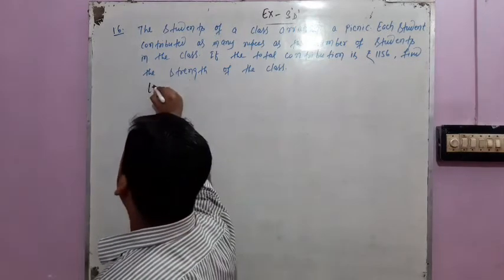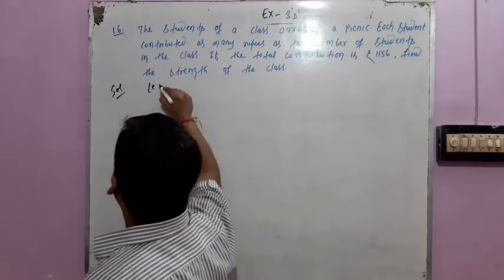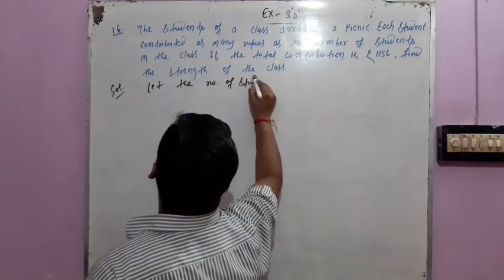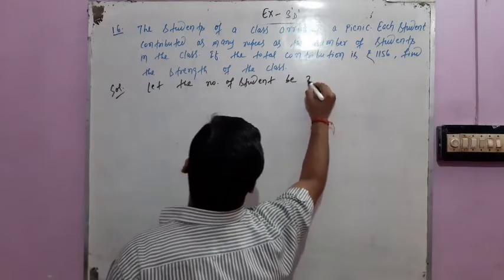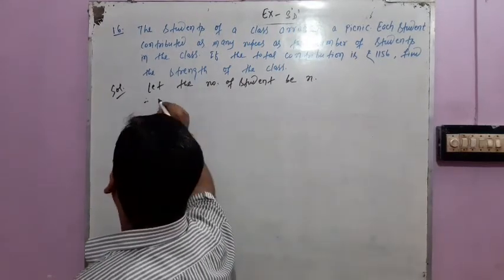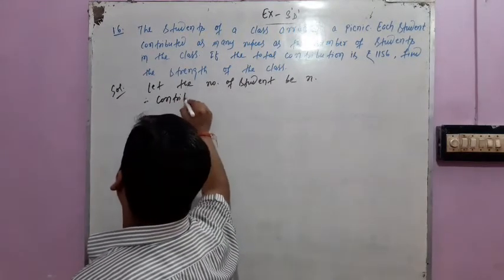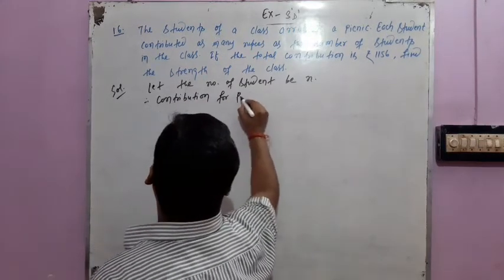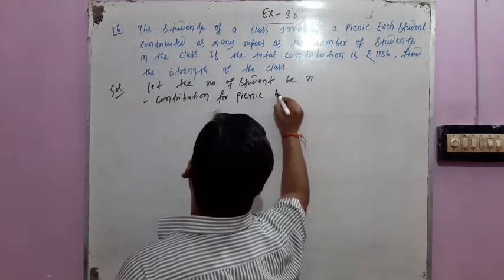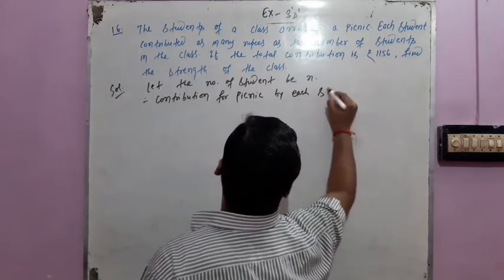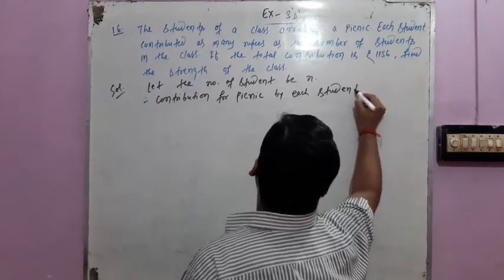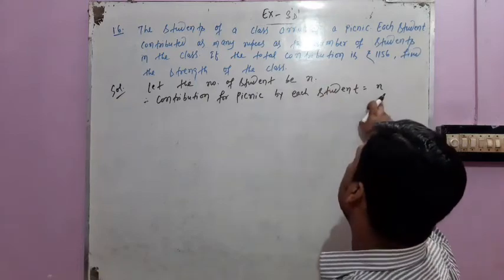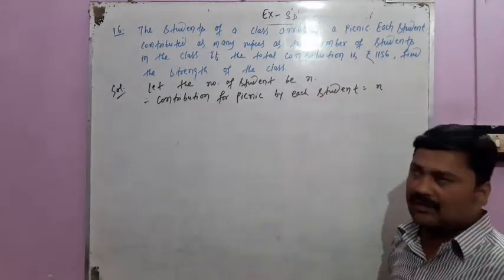So we have to write here solution. Let the number of students be X. Therefore, contribution for picnic by each student is equal to X, because as the number of students, each student contributes the same value.